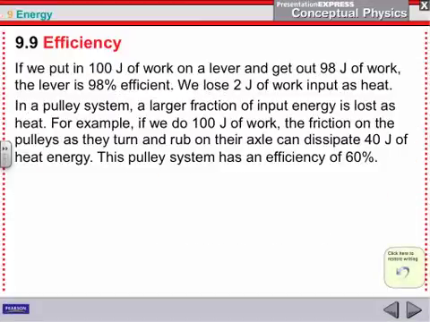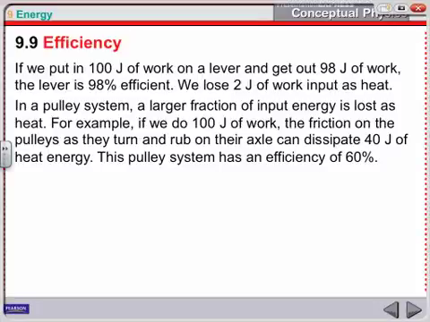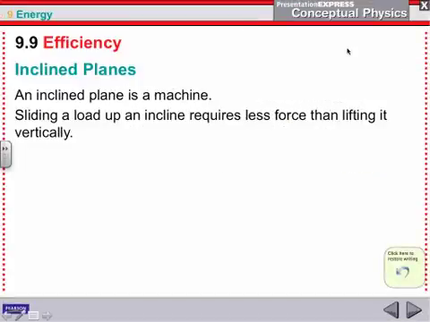All right, so here's what they're talking about. If you lose 2 joules to heat out of 100 you put in, you got 98% efficiency. They talk about pulley systems, which are not real efficient. Out of that 100 joules, you might lose 40, so you may only have 60% efficiency when it's all said and done. However, if you're trying to get hay into the hay mow, it's a lot easier to do it from the ground instead of trying to haul it up a ladder. So it's worthwhile in those cases.